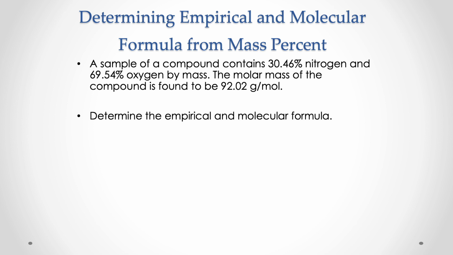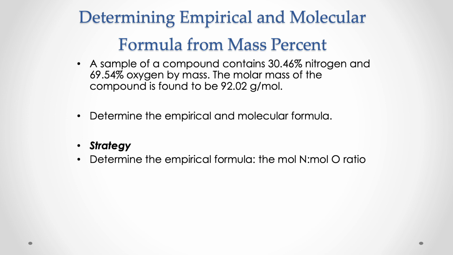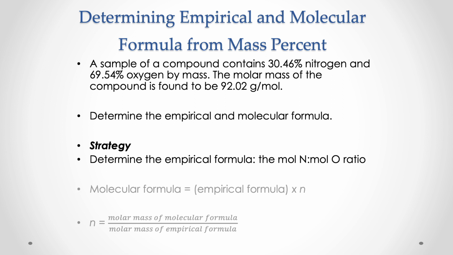The molar mass of the compound is found to be 92.02 grams per mole. Determine the empirical and molecular formula. Let's determine the empirical formula first. This is the mole ratio of nitrogen to oxygen. Then we can determine the molecular formula from the empirical formula.